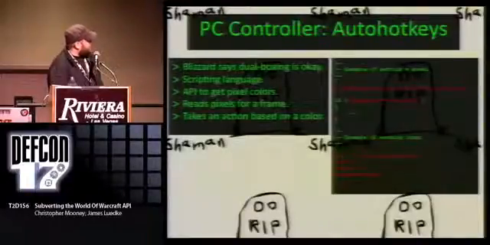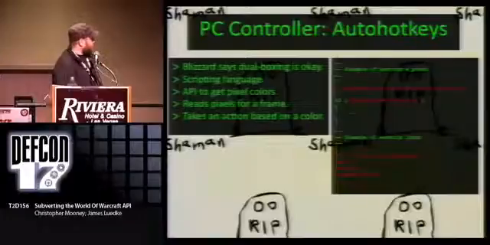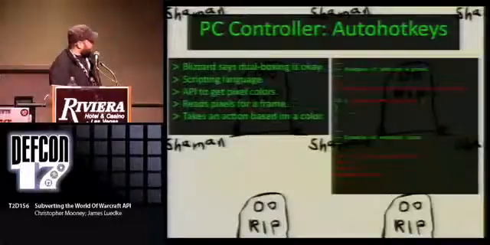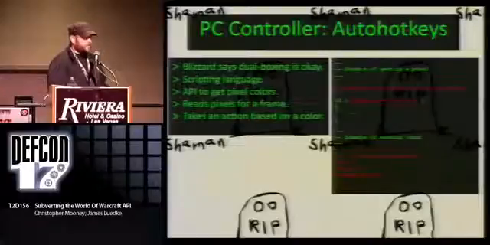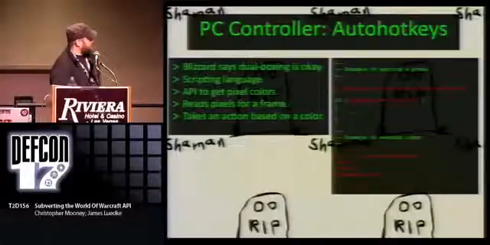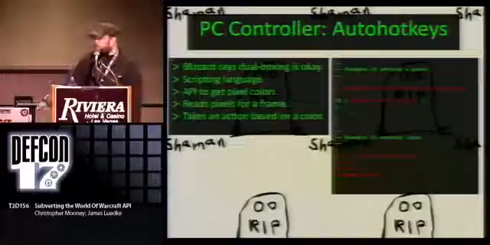Yeah, so this is the PC controller. We used AutoHotkey because Blizzard is okay with people using AutoHotkey for multi-boxing. It's a scripting language. It has an API to get pixels, although it's kind of slow because you need to set up a context each time you grab a pixel. So it reads the pixels from the frame, takes an action based on that color, and this is just sort of the syntax, which is maybe not as interesting.